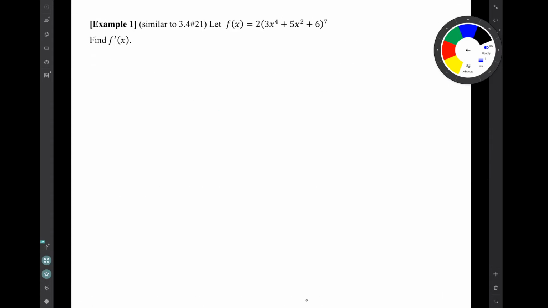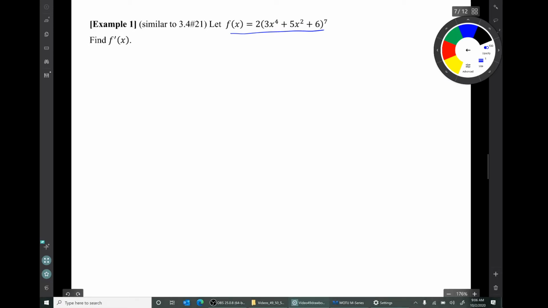Our first example, let f of x be this function. Find f prime of x. Okay, I'm going to take an approach that will be the same approach that I will use for all of the chain rule problems. And it's the same starting approach that I use in all of the problems where I compute a derivative. I start by writing what we're going to be computing.